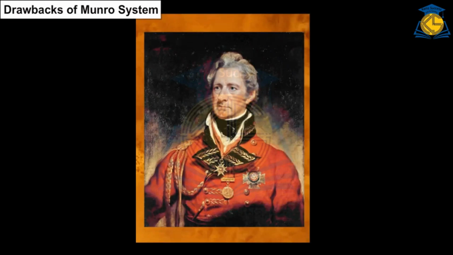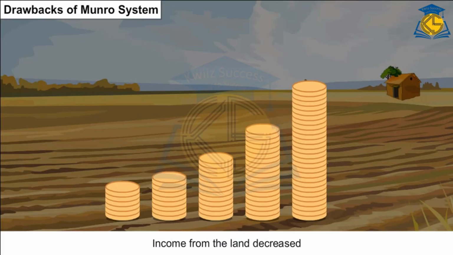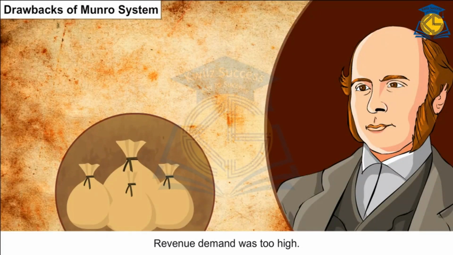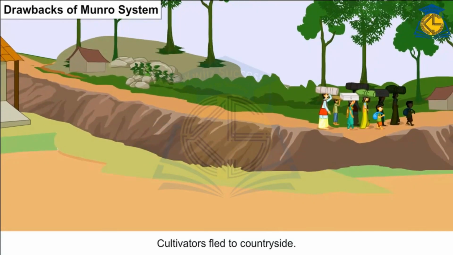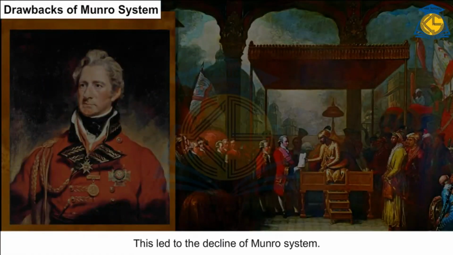Drawbacks of the Monroe system. Income from the land decreased. Revenue demand was too high. Peasants were unable to meet the revenue needs. Cultivators fled to the countryside. Villages became deserted. This led to the decline of the Monroe system.